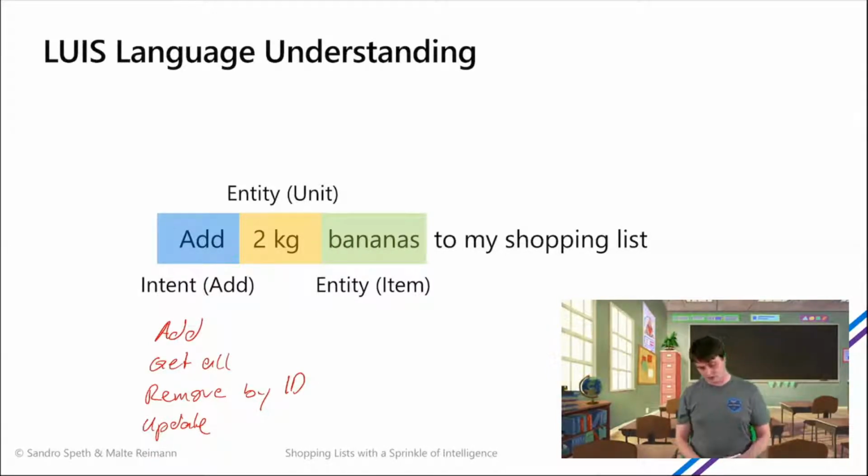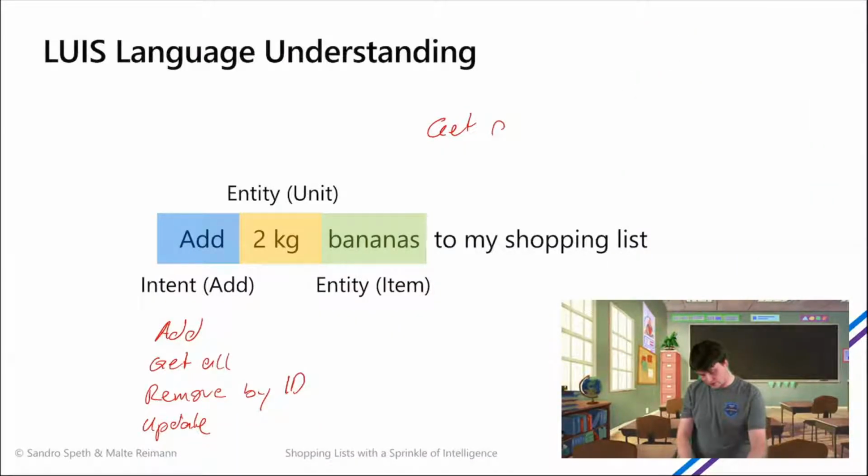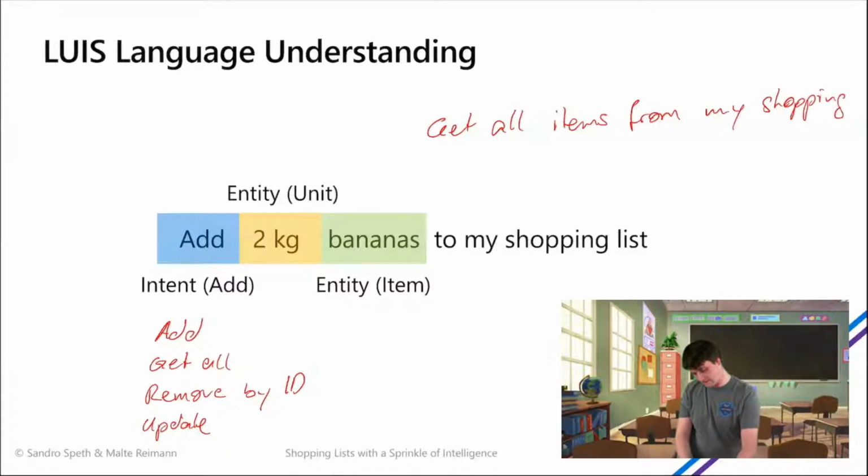Okay, great. So if I would write now, I don't know, get all items from my shopping list, then LUIS would identify the intent get all.